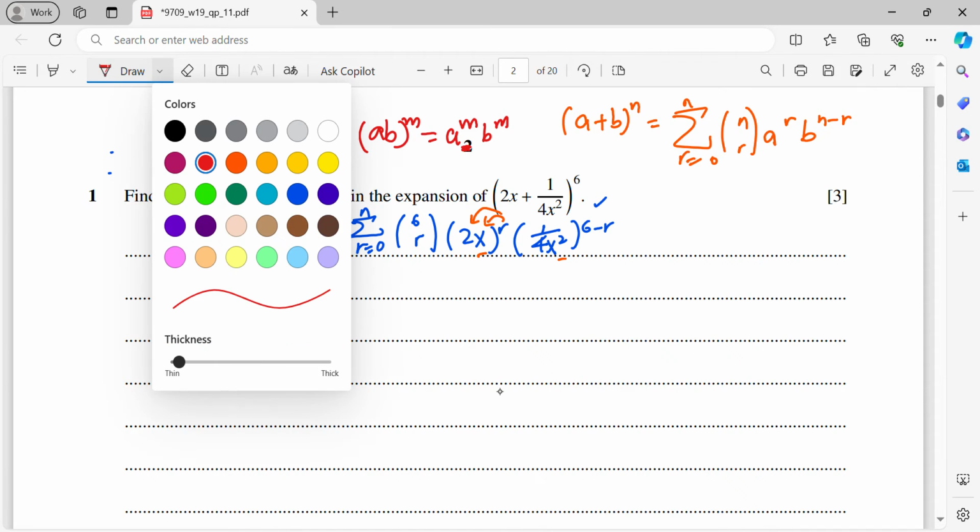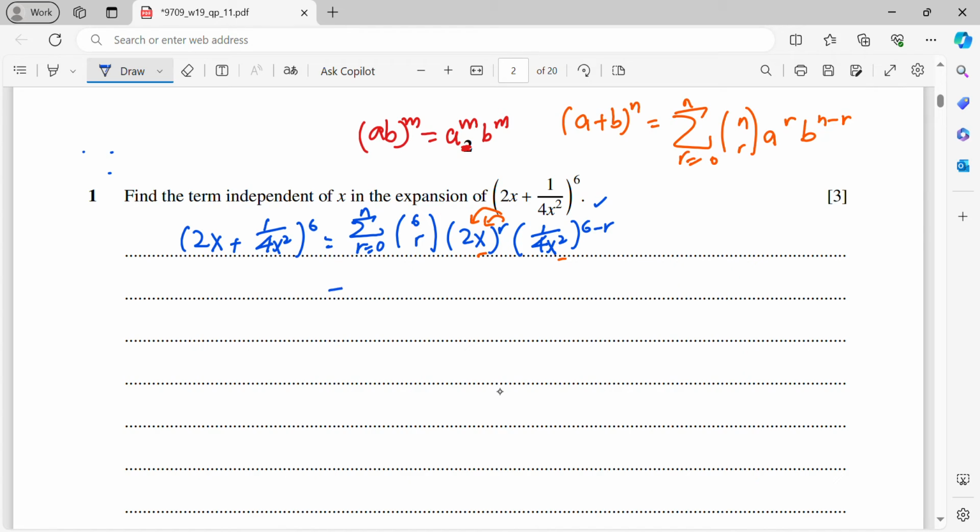Alright, which means now here I will get equals to summation r from 0 to 6. Okay, this is not n, it's supposed to be 6. Then here 6Cr. Then I bring the r to the 2, that is 2 to the power of r. Then I bring the r into the x, it will be x to the power of r.